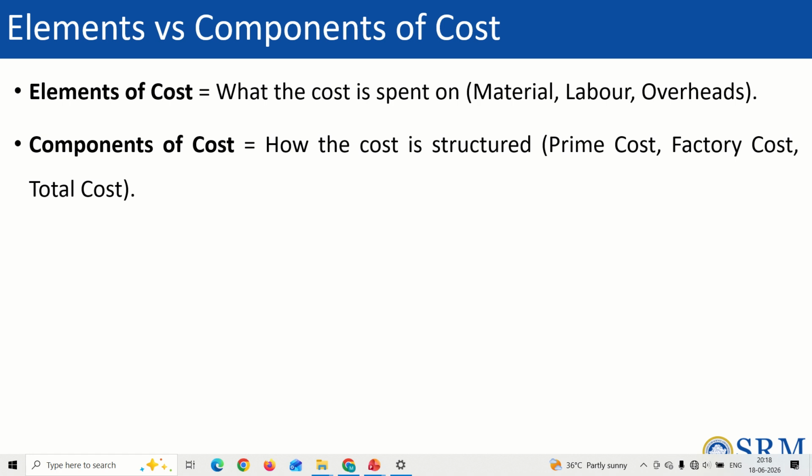Then elements versus components of cost. Before we look at our final slides, let's clarify an important distinction that often confuses students: elements versus components of cost. So think of it this way. Elements represent what the money is spent on, namely material, labor and overheads. On the other hand, components represent how the cost is built structurally from an accounting standpoint, such as prime cost, factory cost and total cost.